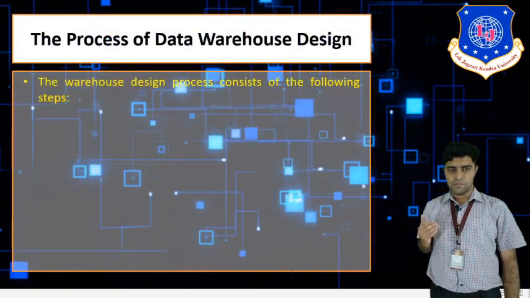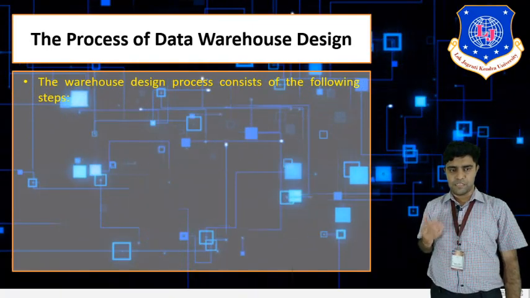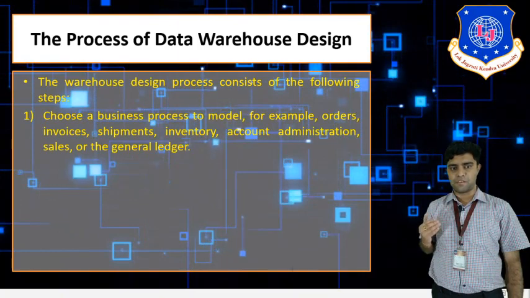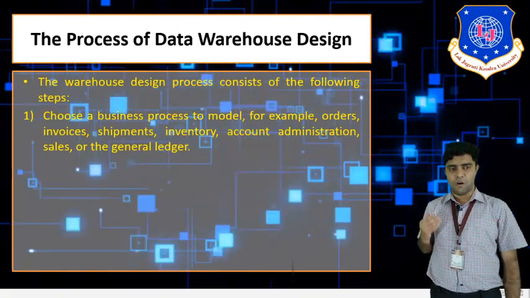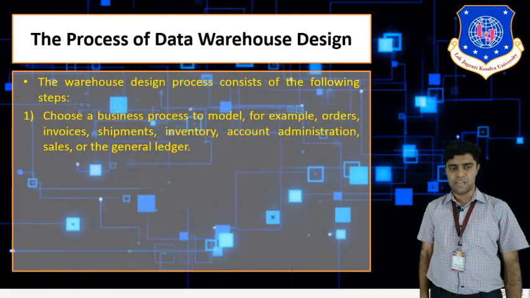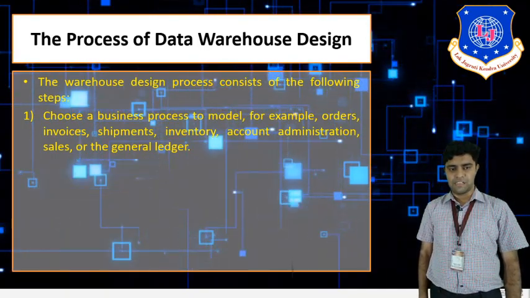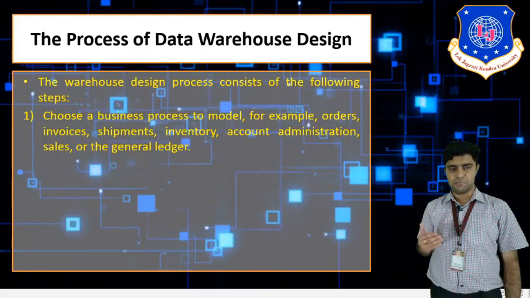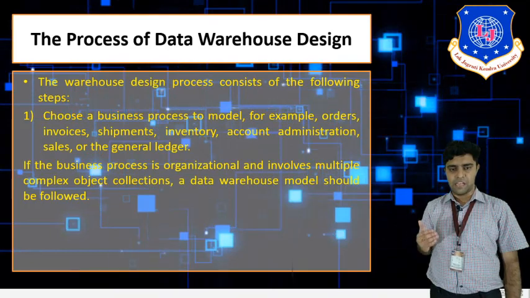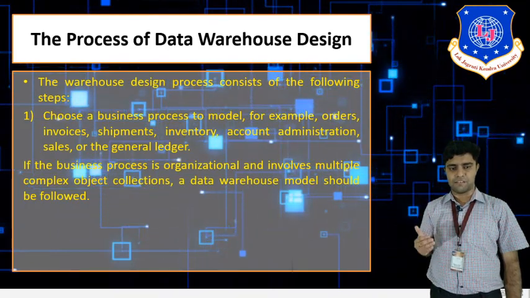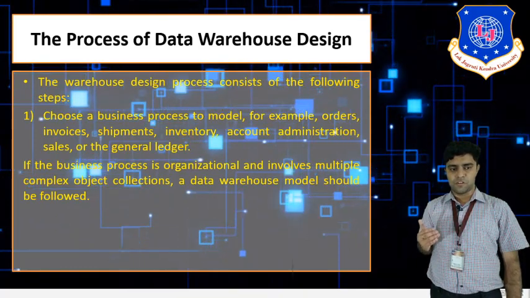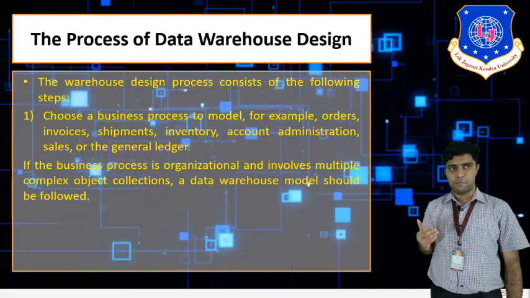The data warehouse design process consists of the following steps. First is to choose a business process. First we select the business process model, for example orders, invoices, shipments, inventory, account administration, sales, or the general ledger. If the business process is organized and involves multiple complex object collections, a data warehouse model should be followed.